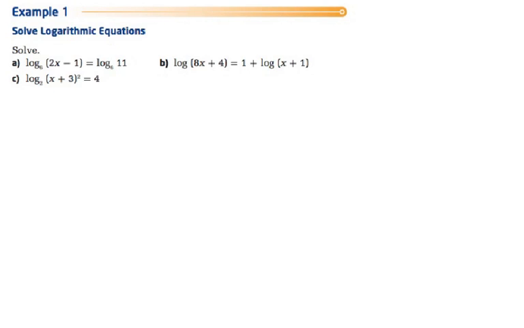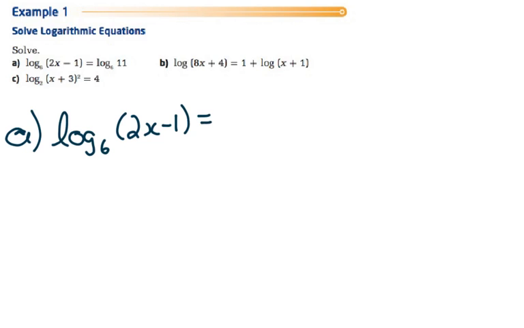So when we're solving logarithmic equations, there's two basic types. The first one, like question A, is the simplest type of all. Question A, let's copy the question down again. We have a situation where we have a log equals another log.